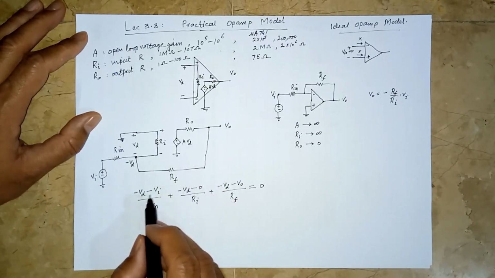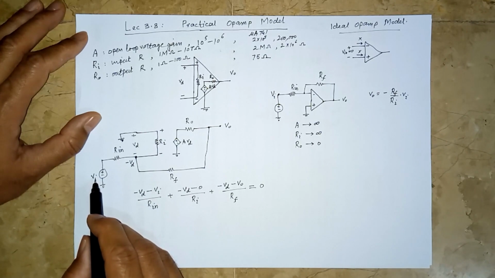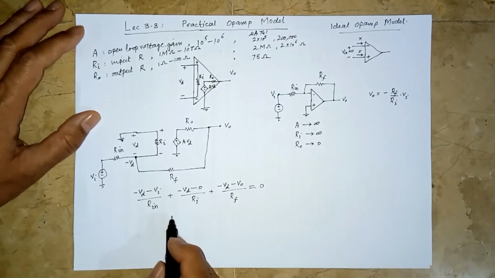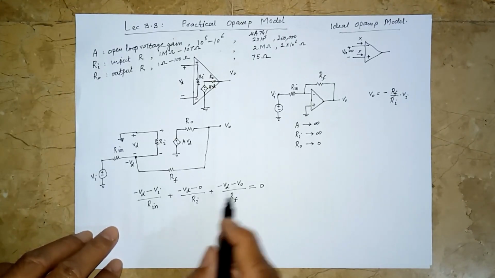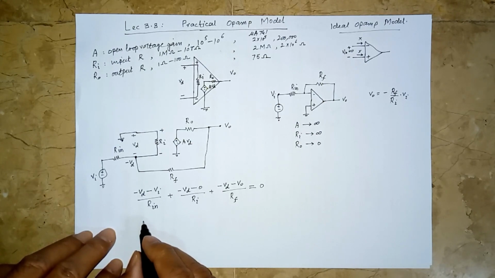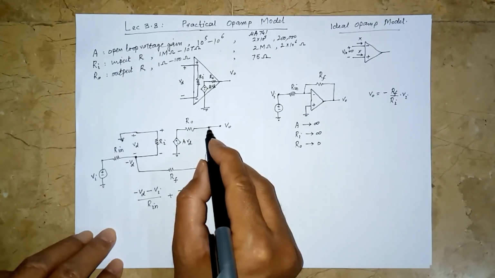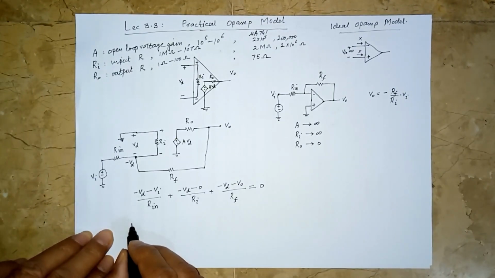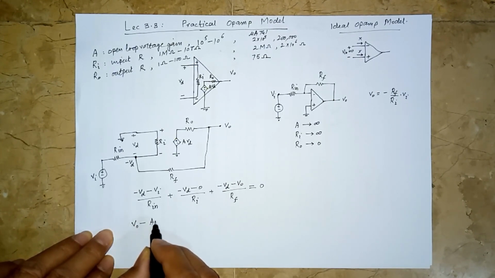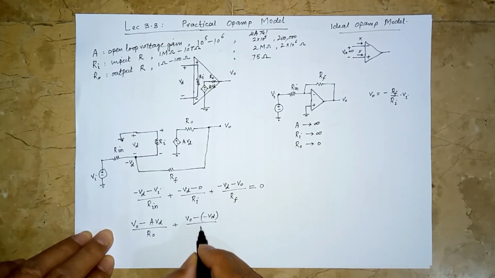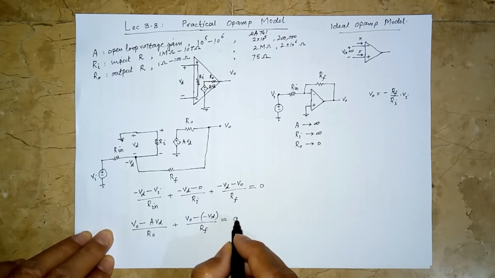So we know Vi, we know Rf, we know Ro, and all these things. Vo is not known, so we want to find Vo, but we have this Vd here as well, so we need another equation. Let us write that equation here. We get Vo minus AVD over Ro plus Vo minus minus Vd over Rf equal to 0.